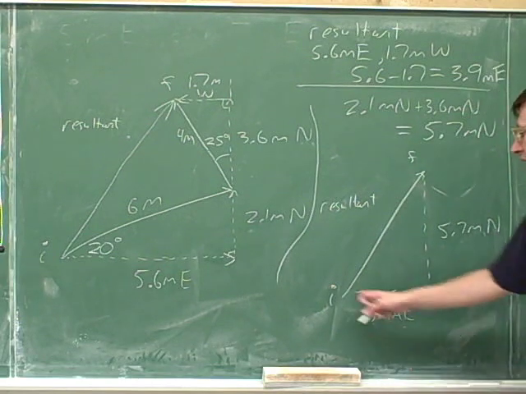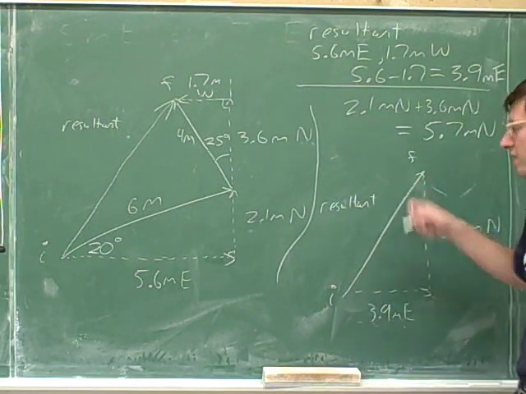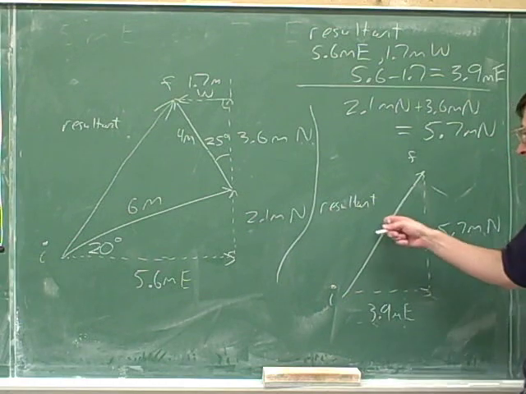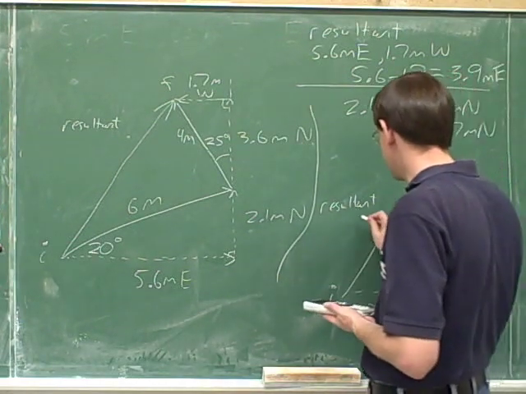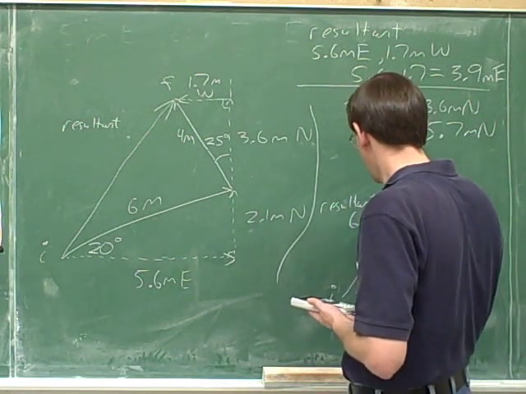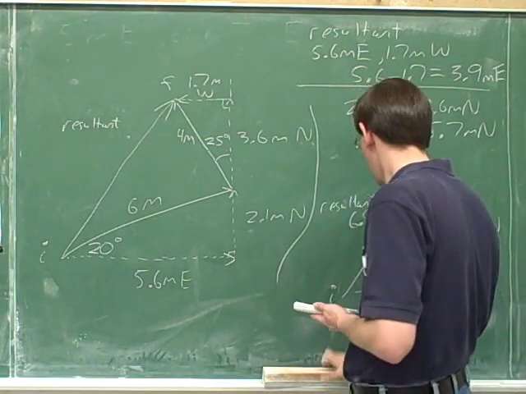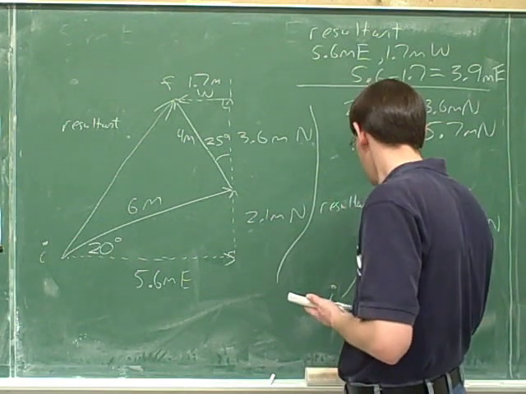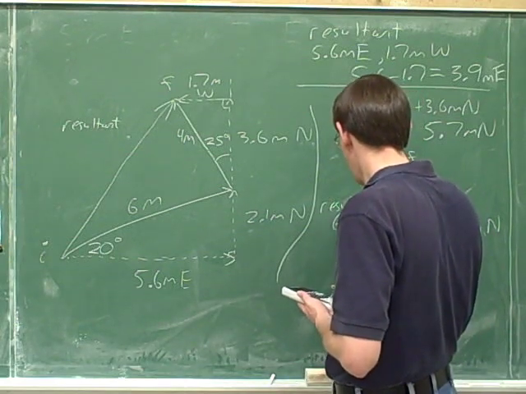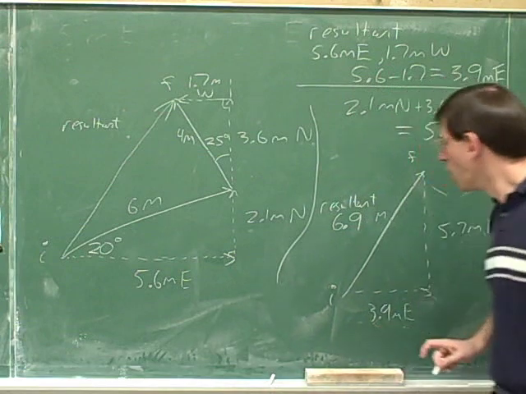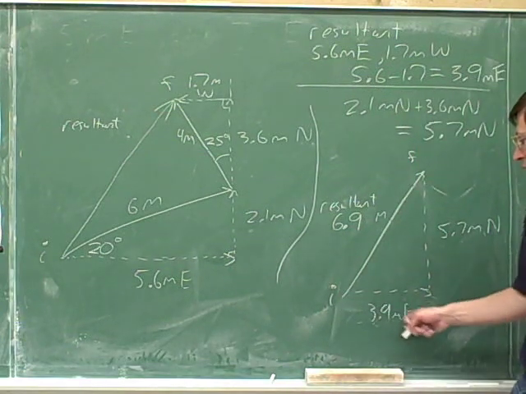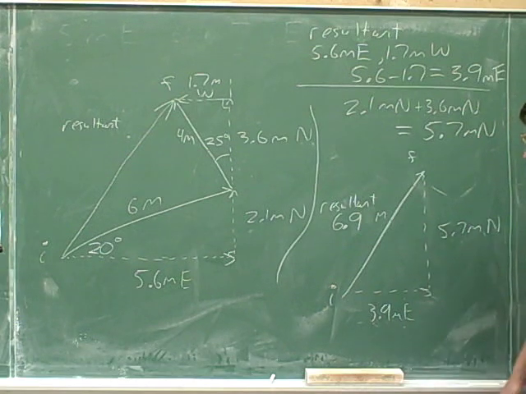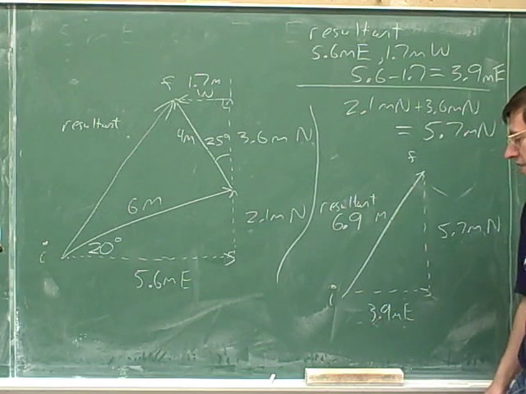Now, what if what we mainly care about is the length of this overall displacement? Well, it's not too hard to use the Pythagorean theorem to figure out how long that is. 6.9 meters. Overall, we are 6.9 meters from where we started. We could say that we're 3.9 meters east and 5.7 meters north of where we started, or we could just say that overall we're 6.9 meters from where we started.